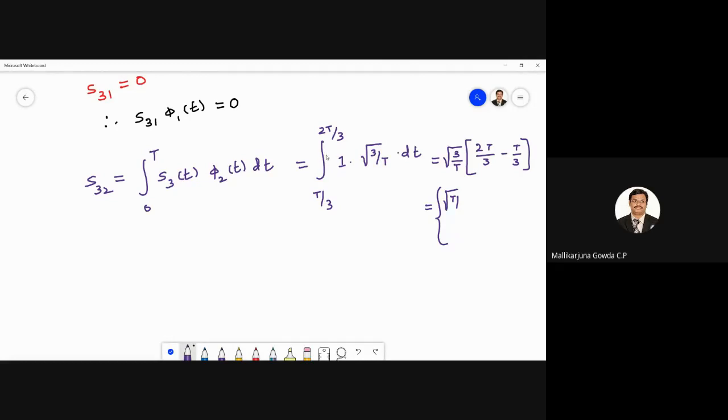So I can write square root of t by 3, over what interval? That is from t by 3 to 2t by 3, and it will be 0 elsewhere.